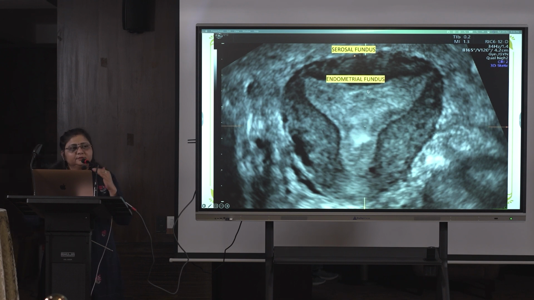I'll teach you the basics of this so that you can easily diagnose next time. So what we are doing is, this 3D coronal section is a must, that we know. On 2D we can only suspect, if we see two endometria, that there is something wrong. So we have to see this serosal fundus. This is the outside contour of the uterus. It is called the serosal fundus. And this one is called the endometrial fundus.